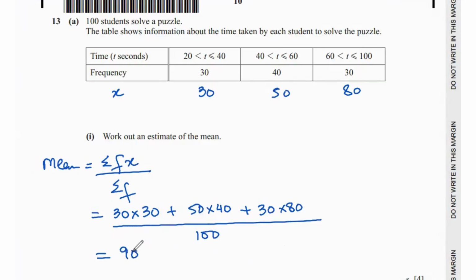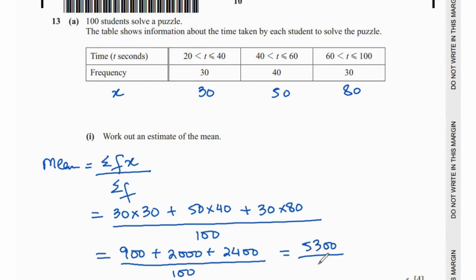That's going to be 900 plus 2000 plus 2400 divided by 100. That's going to be 5300 over 100, which equals 53. That's the estimate of the mean. So the main point is to find the midpoint of the intervals and then multiply those values with the corresponding frequencies, add the results, and divide by the total frequency.